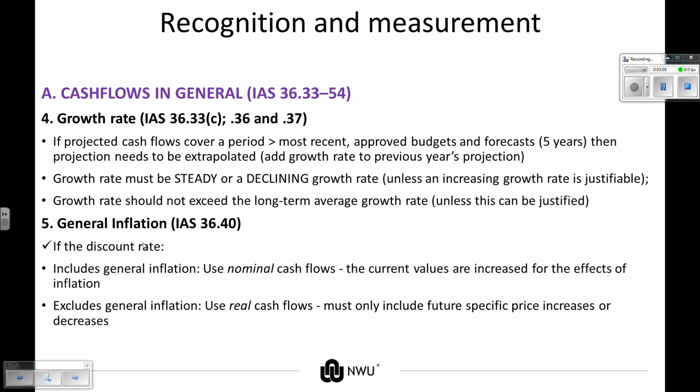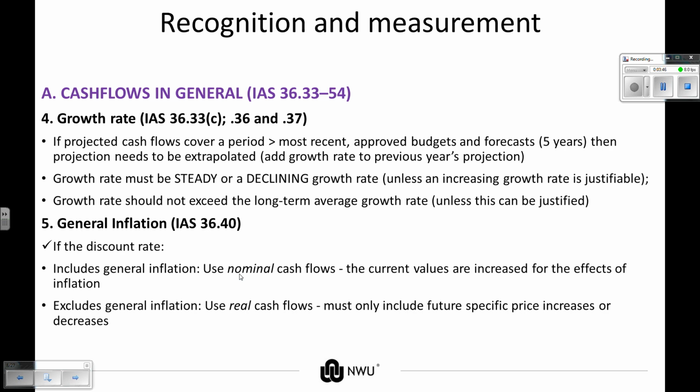Then if we look at inflation, the discount rate we use must either include general inflation or exclude it. And this will depend on whether we've used nominal cash flows or real cash flows. So nominal cash flows, very important. Nominal will include inflation. So maybe remember IN for inflation, nominal, and it will include inflation. So the current values, cash flow amounts have been adjusted upwards for the effects of inflation.